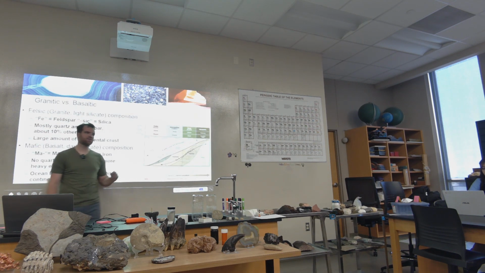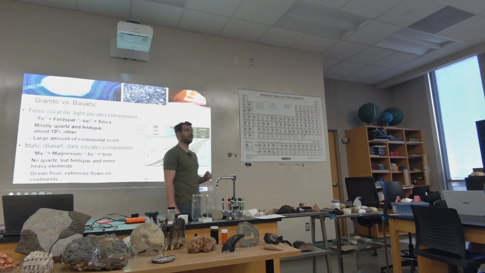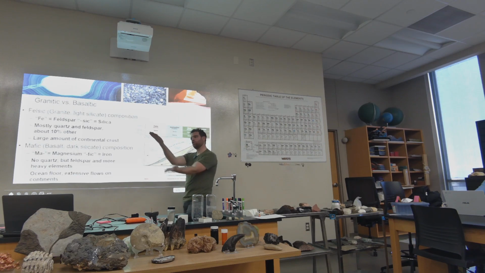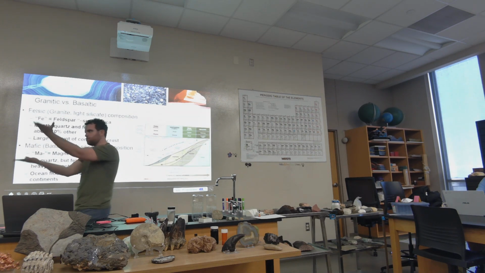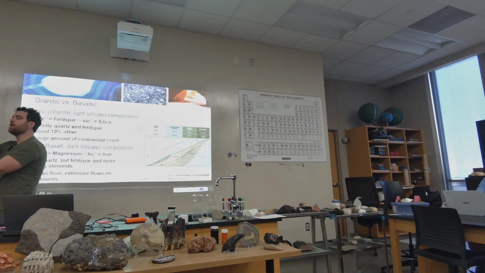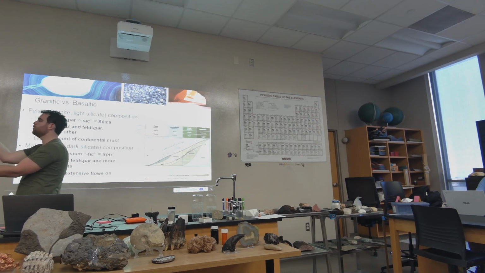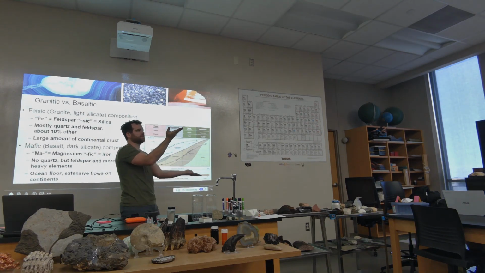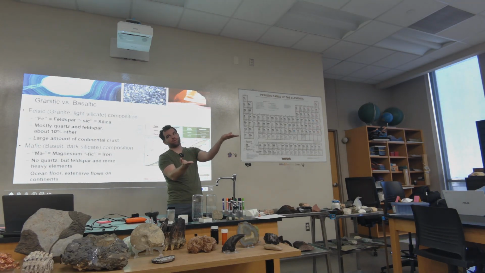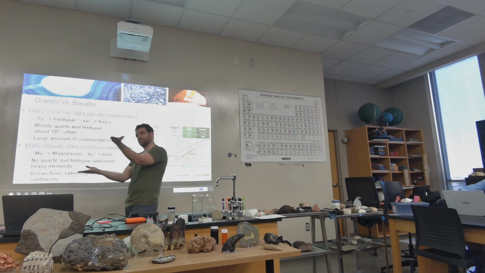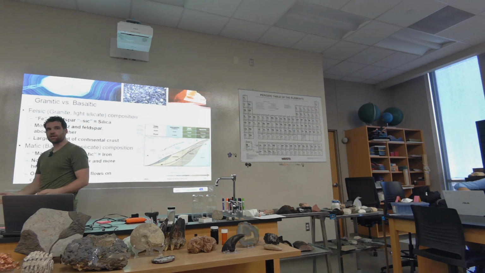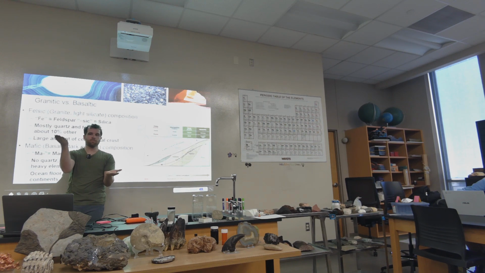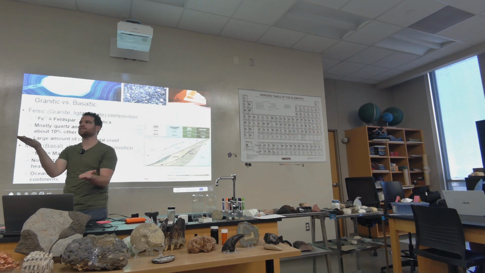Only cooling environment. Now let's talk about composition. Felsic igneous rocks are rich in silica and deficient in iron and magnesium. Remember, there's an inverse relationship between those two. Okay? If I have a magma that is high in silica, it will be low in iron and magnesium. If I have a magma that is high in iron and magnesium, it will be relatively low in silica.